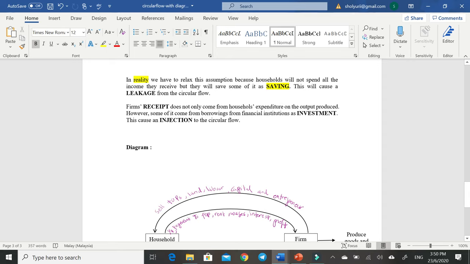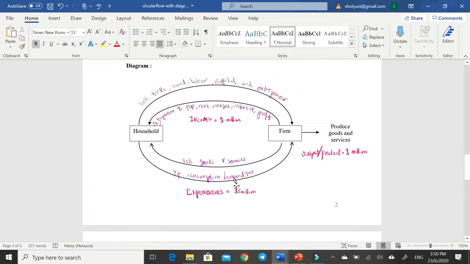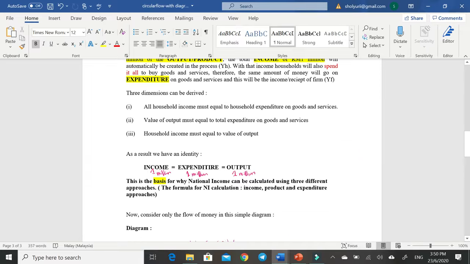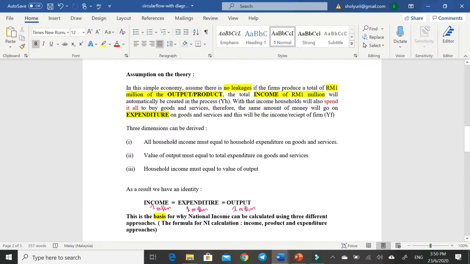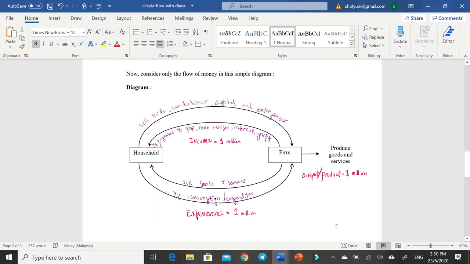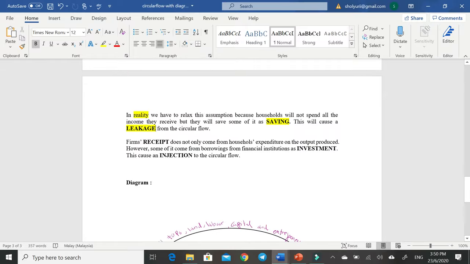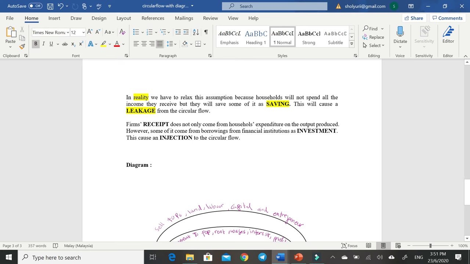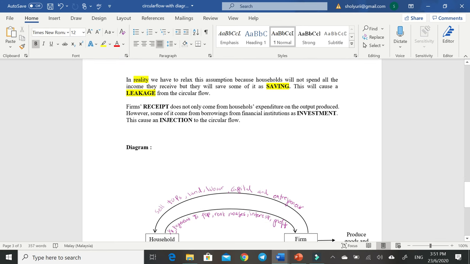Sebab itulah akan berlakunya leakage in the circular flow. Tadi kat yang atas tu, kita nak buktikan kenapa kita ada 3 approach kan. Tiga approach pakai hasilnya sama. Sebab tu kita assume there is no leakage. Tapi once kita ada leakage sahaja, maksudnya household tak menggunakan semua sekali wang dia untuk consumption, untuk berbelanja, dia ada portion yang dia simpan. Itulah akan menyebabkan circular flow, leakage in the circular flow.